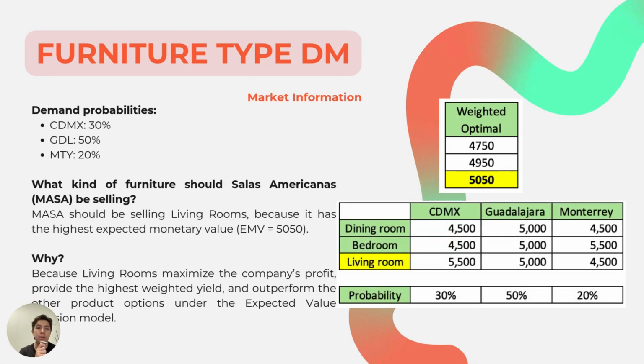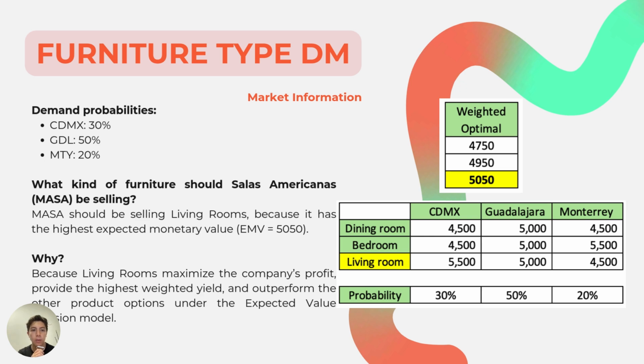Now, to determine which type of furniture Masa should focus on selling, we applied a weighted expected payoff model. First, we build a payoff table. We use profits per furniture type in each city, starting with dining room, bedroom, and living room. After that, for Ciudad de Mexico, Guadalajara, and Monterrey, we apply the demand probabilities. We use historical demand data with Ciudad de Mexico 30%, Guadalajara 50%, Monterrey 20%.